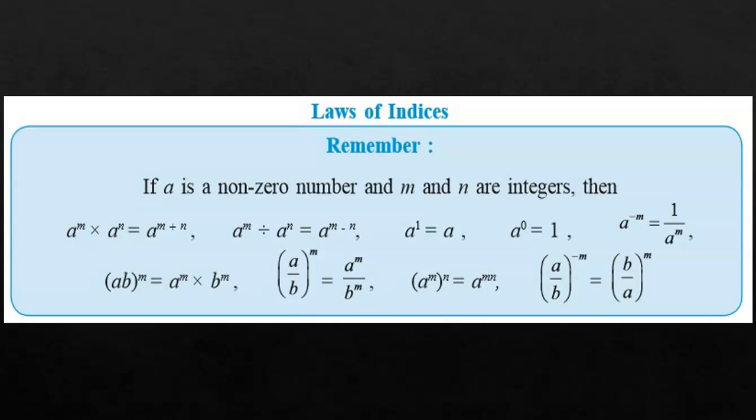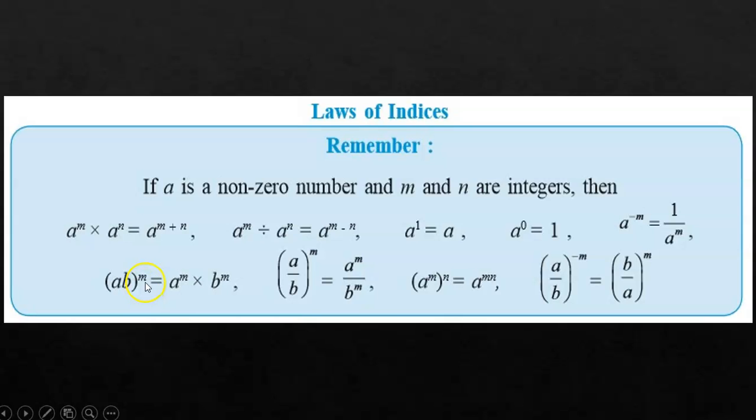So the first law is a raised to m multiplied by a raised to n is a raised to m plus n. Next is a raised to m divided by a raised to n is a raised to m minus n. Next is a raised to 1 means a. A raised to 0 is 1. A raised to minus m is 1 upon a raised to m.